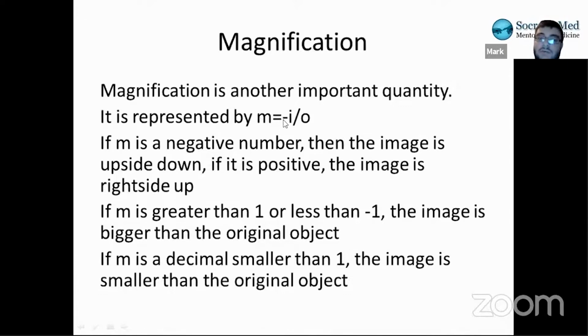And the equation is M equals negative I over O. Don't forget this negative right here. So if I is negative, then it flips and M is actually positive. If I is positive, this flips it, becomes negative, M is negative because O is always positive. Okay.